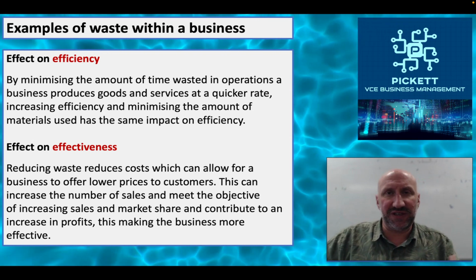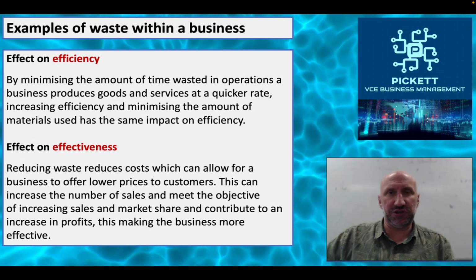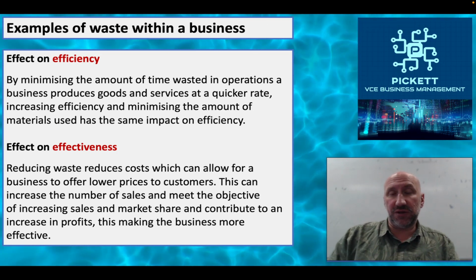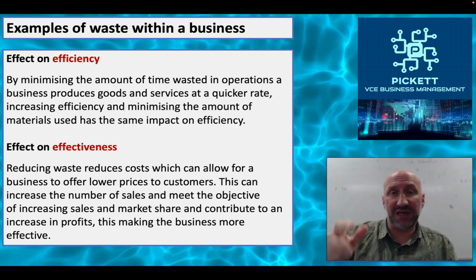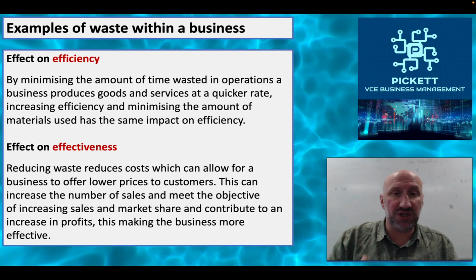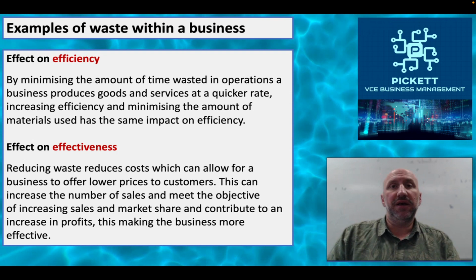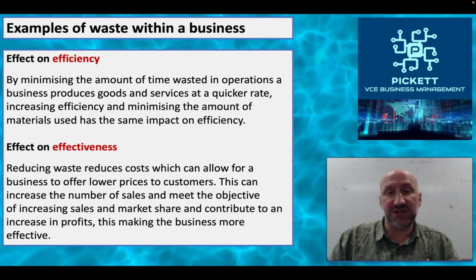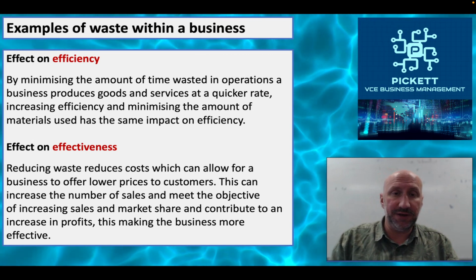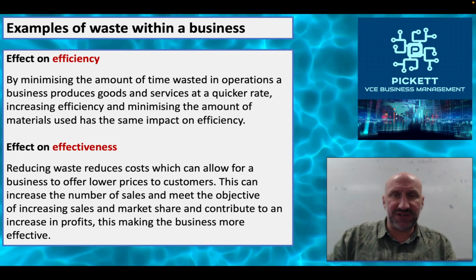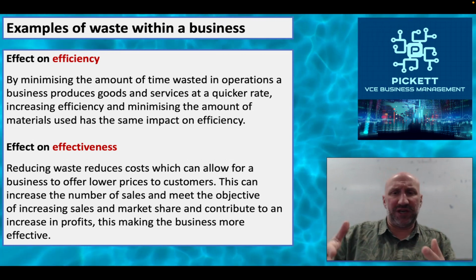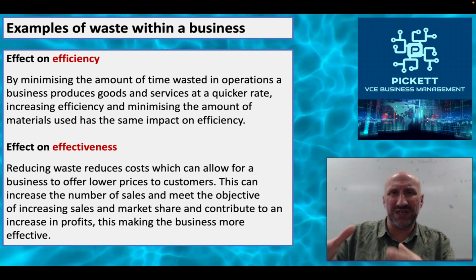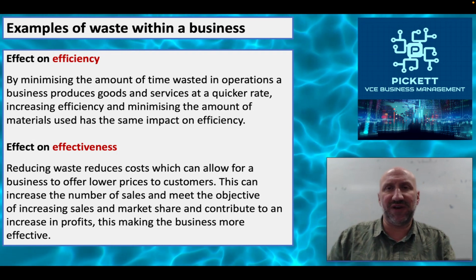In terms of effectiveness, reducing waste reduces cost. All of those different types of waste that we had on the previous screen are going to lead to an increase in costs. So we can minimize costs. That then allows us to maybe offer our product or our service for a lower price to customers. That then increases the number of sales and meets that objective. Market share can also increase, which contributes to an increase in profits. Remember, effectiveness always links back to the ability to achieve our objectives.